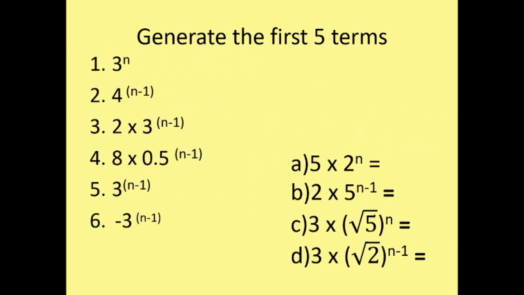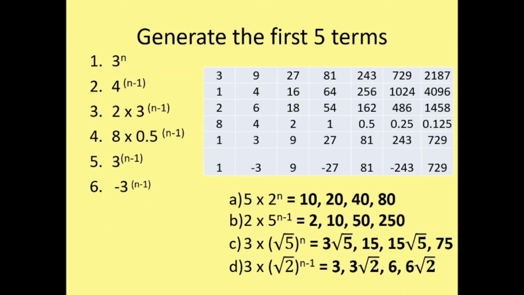Right, go. Generate the first 5 terms, please. Right, pause video. There's your answers. Okay, I've used Excel for the first couple. If you didn't put the last ones as surds, it's not really a big issue, but surds are just a little bit nicer rather than dealing with some irrational number that goes on forever.